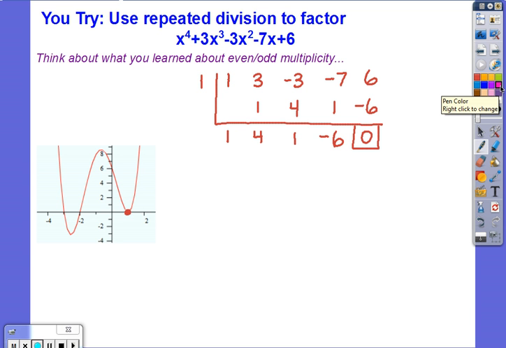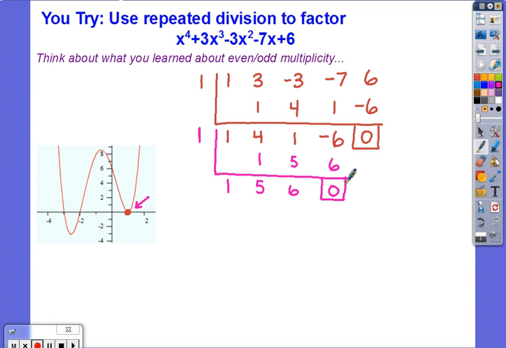Now here's something that I kind of gave you as a hint. I told you to look at the even and odd multiplicity. Did you notice how this guy just bounced off? That tells me that that's probably a double root right there. What that means is I could probably divide out a second factor of x minus 1 because I saw that multiplicity looking like it was a double root. So let's try it. She was right.